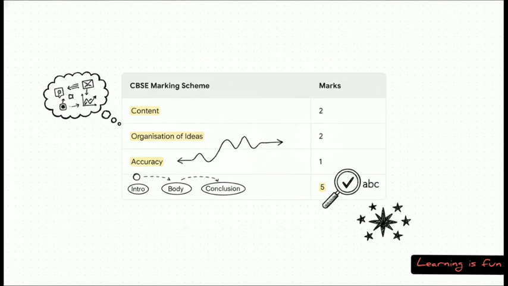See? 2 marks are just for your content. Did you actually spot the main trends? 2 marks are for organization. Does it flow logically with that intro body conclusion structure we talked about? And that last easy mark is just for accuracy. No spelling or grammar mistakes. Knowing this helps you focus on what really matters.